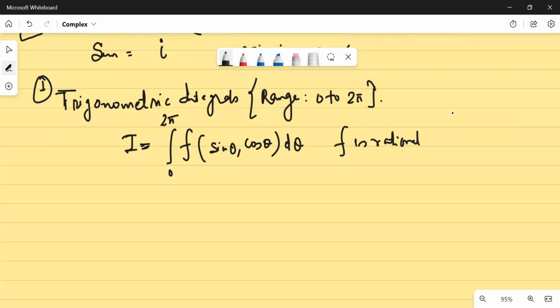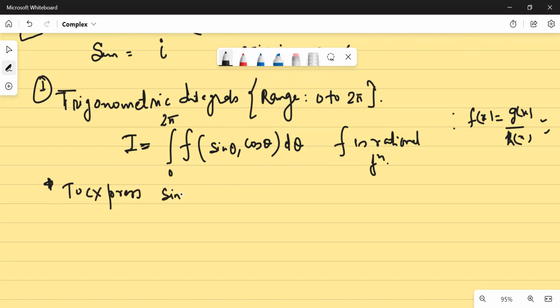A rational function is one where I have something in the numerator and something in the denominator, and these two are nothing but polynomials such that h(x) is not zero. So f is a rational function in sine theta and cosine theta. So what will be the way ahead? The way ahead would be to express sine theta or cosine theta in terms of e to the power iota theta.